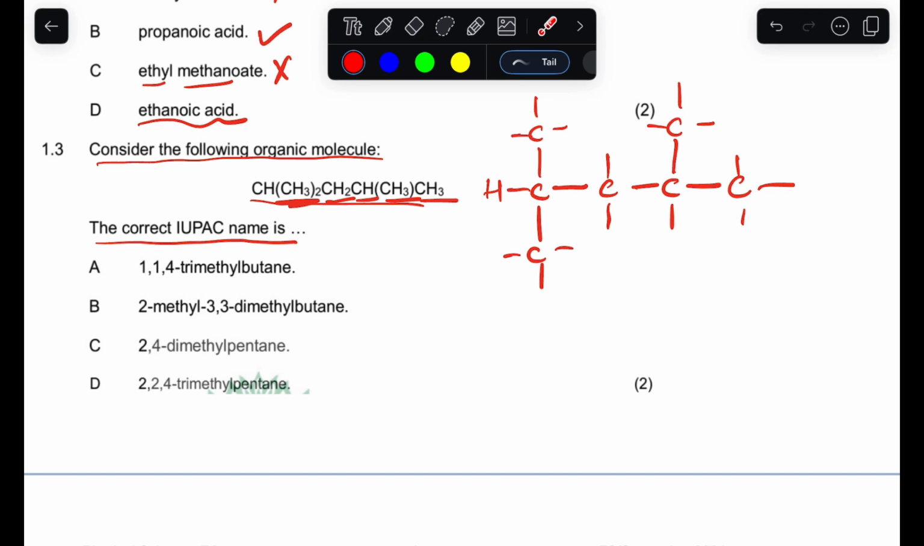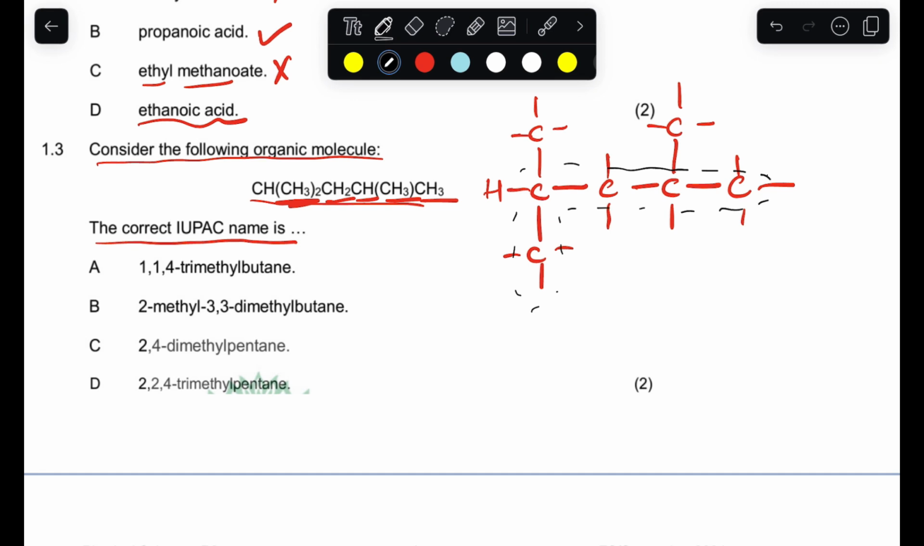Okay, let's get the easiest. If we look at this side, let's take the parent as this one. Let me do it in black. Let's take the parent as this one.